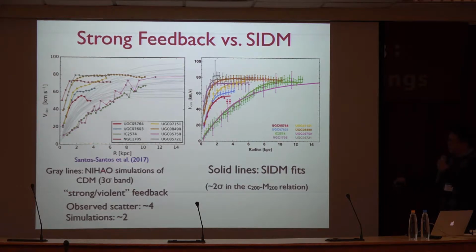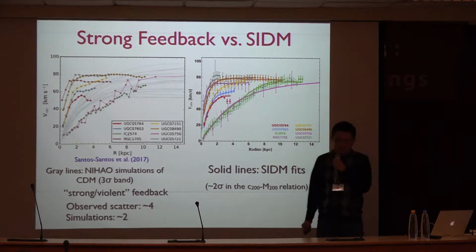For example, this is called the Nihao simulation. It's a European simulation. It's quite a large collaboration. So what they did is they tried to model the baryon feedback mechanism and ask how the feedback can change the halo structure. So this is what they found. This is again the same 8 galaxies. So the gray curves are from simulations.